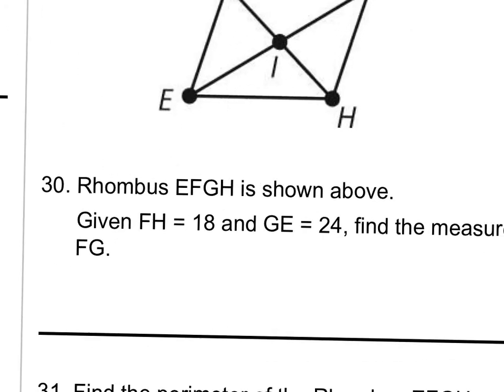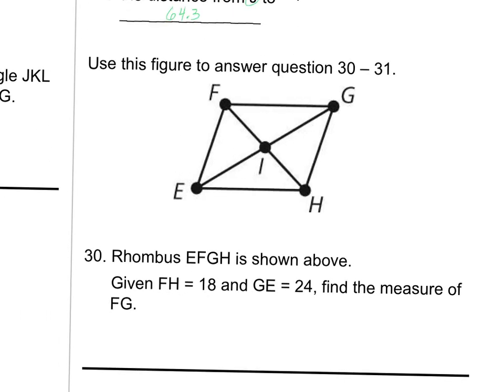Number 30. We have a rhombus, EFGH, and we are given that FH, which is a whole diagonal, is 18. So that means if we cut 18 by 2, we're going to know that each one of these is 9. Okay, next part of the problem. GE, which is also a diagonal, is 24. So that means that when the diagonals cross, they bisect each other, cut each other in half. So that would make these two 12.